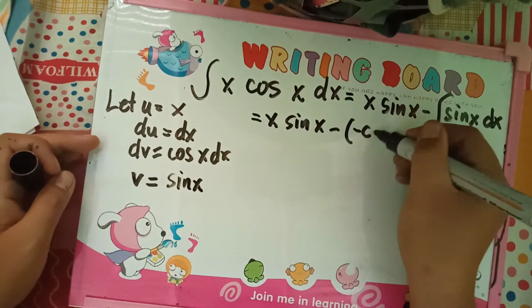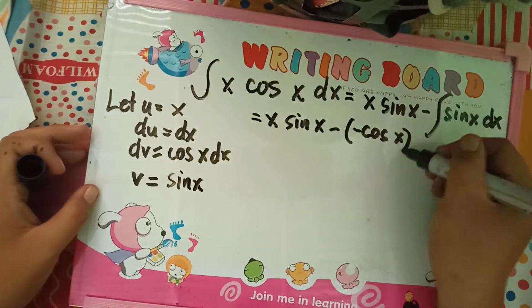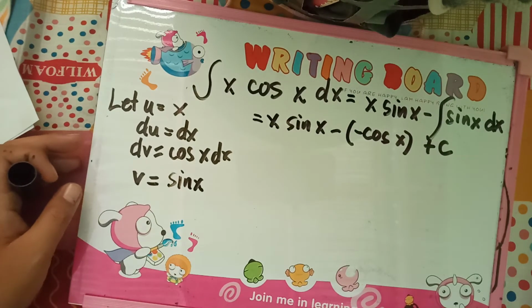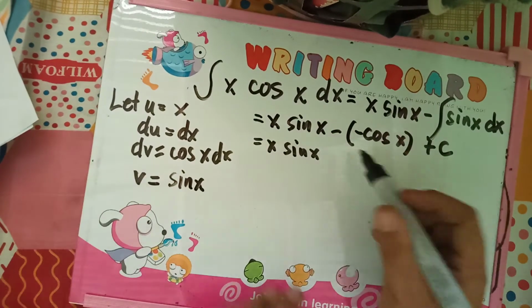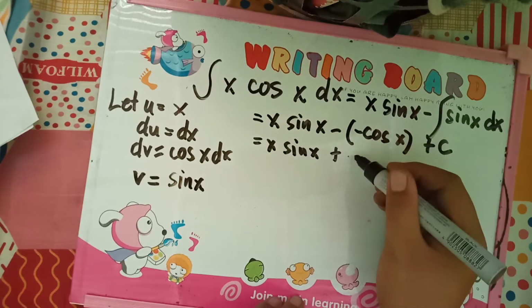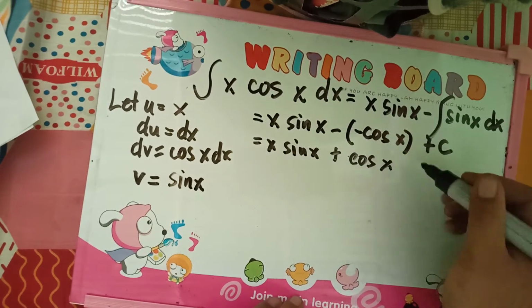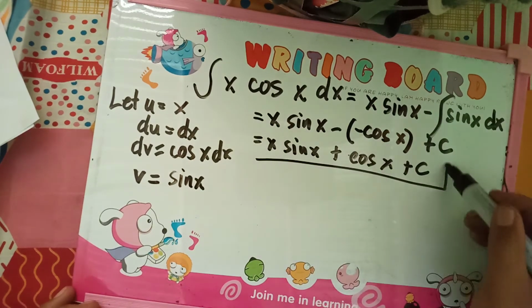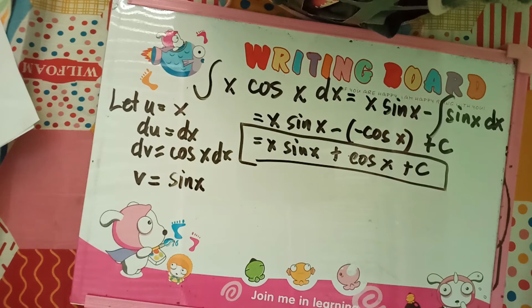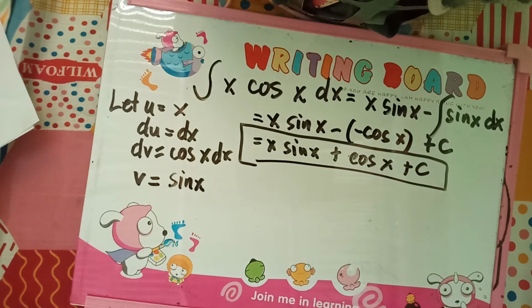Negative cosine x plus c. Okay? Then, we will have x sine x. Negative times negative is positive. Cosine x plus c. And so yan na yung ating sagot. This will be our answer: x sine x plus cosine x plus c. How about another problem? Let's have another problem.